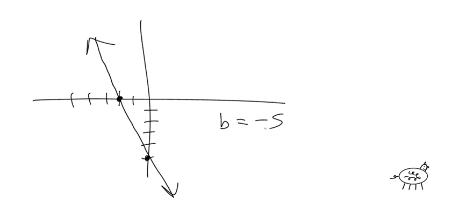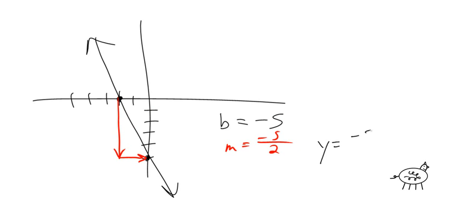And your slope. Well, it doesn't matter which point you go from, right? If I go down and to the right, it's negative 1, 2, 3, 4, 5. So m equals negative 5. And run 1, 2. So it's negative 5 halves. So your equation is y equals negative 5 halves x minus 5.